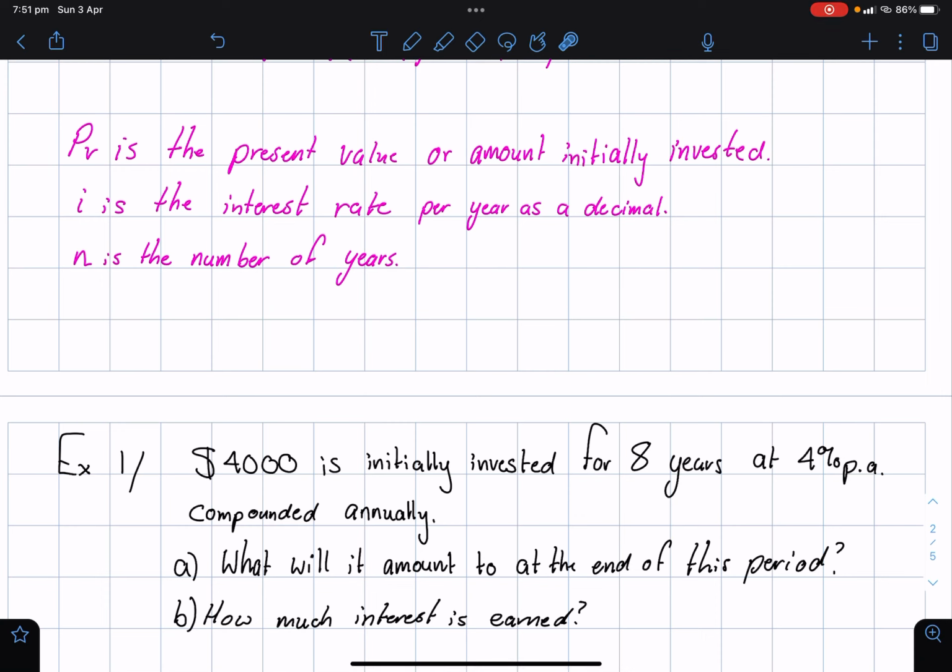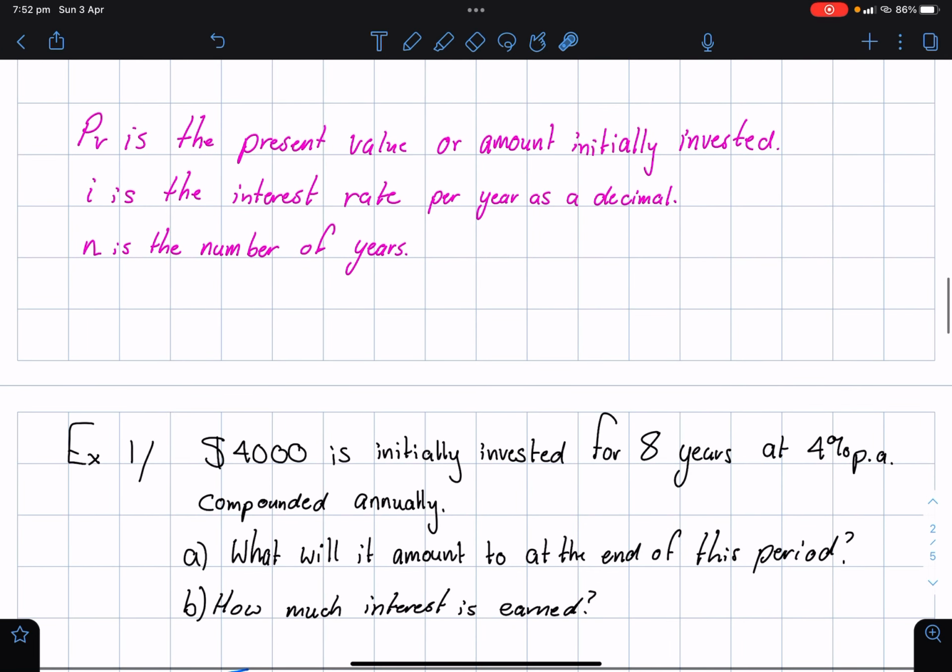So $4,000 is initially invested for 8 years at 4% per annum compounded annually. So again, really looking at the wording of the question to see what we're actually going to be looking for. So this is split into 2 parts. Part A, what will it amount to at the end of this period, it being the value of the account, and part B, how much interest is actually earned over this period.